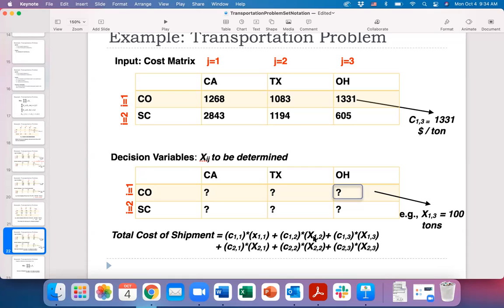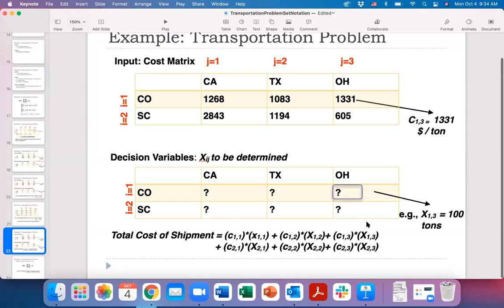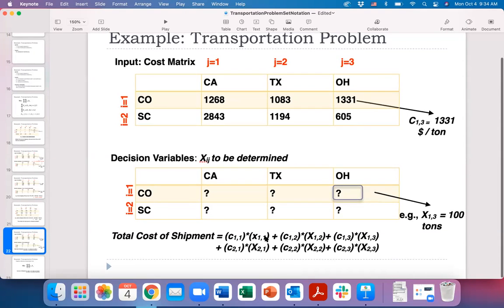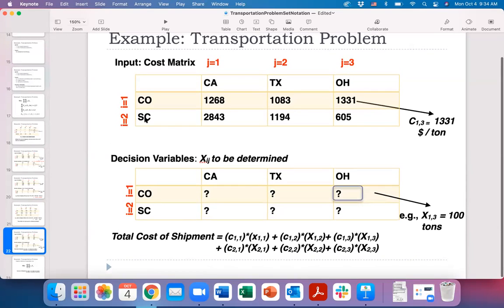Then the second destination, Texas, and the amount, plus the unit shipment cost still from Colorado. We're still dealing with the Colorado plant, but now to the third destination, Ohio, multiply that with the amount being shipped. So we have just written the shipments out of Colorado. Now moving on to the shipments coming out of South Carolina to the 3 destinations.